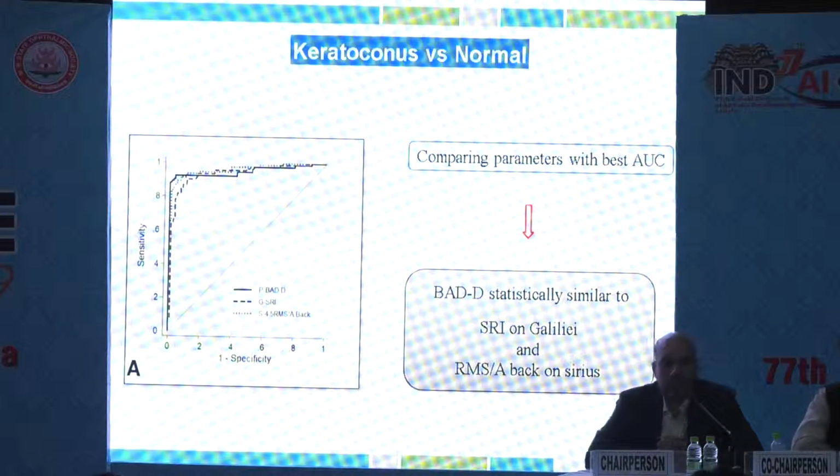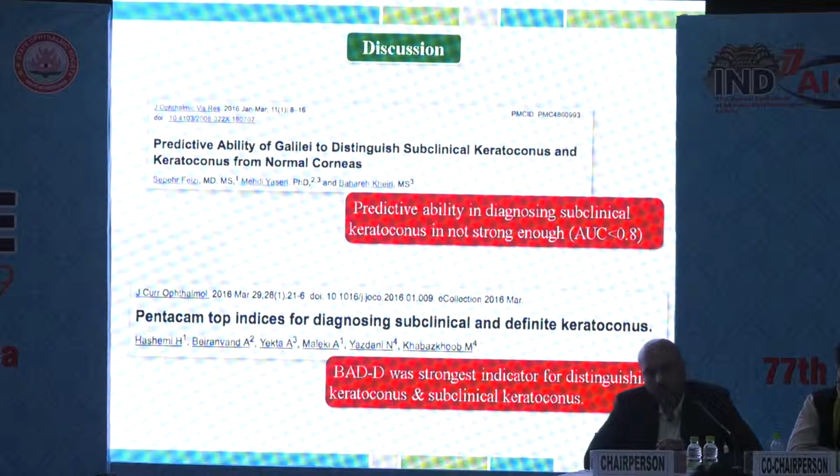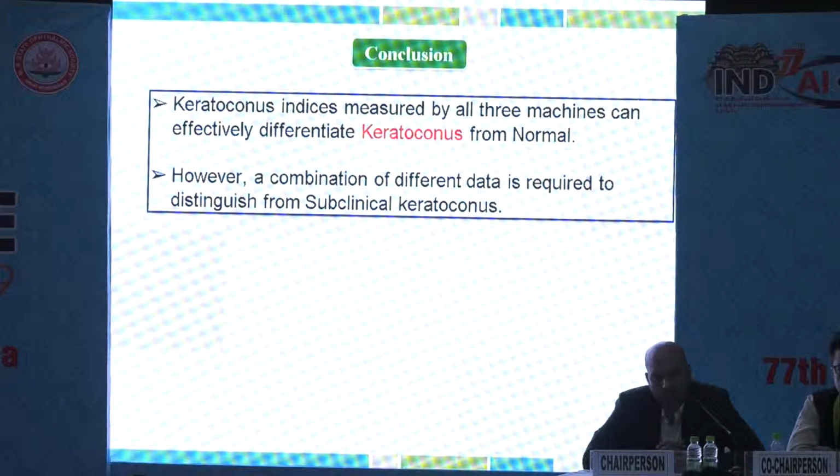Comparing parameters for the best area under curve, BAD-D was statistically similar to that of SRI on Galilei and RMS-A of back on Cirrus. Comparing for normal and subclinical, the best parameters, BAD-D was similar to that of SDP on Galilei, but BAD-D was better than RMS-A back on Cirrus. So predictive ability in distinguishing subclinical keratoconus is not strong enough, and we need to have better tools. BAD-D was of course the strongest indicator, as it's a multivariate analysis and the regression analysis has been taken care of. That's why it was the best parameter.